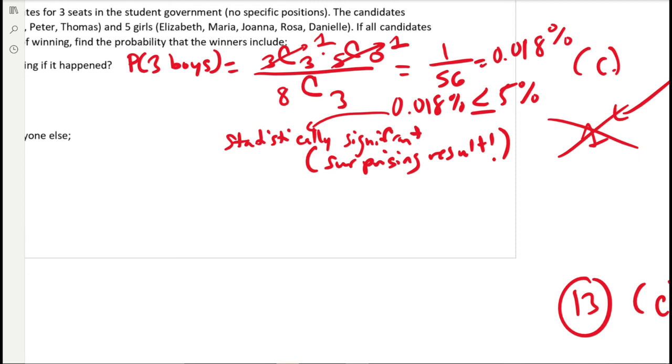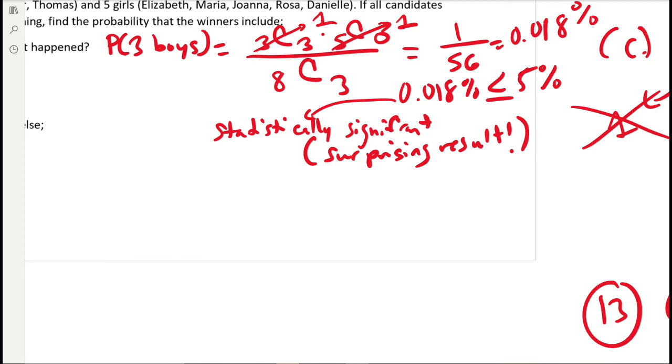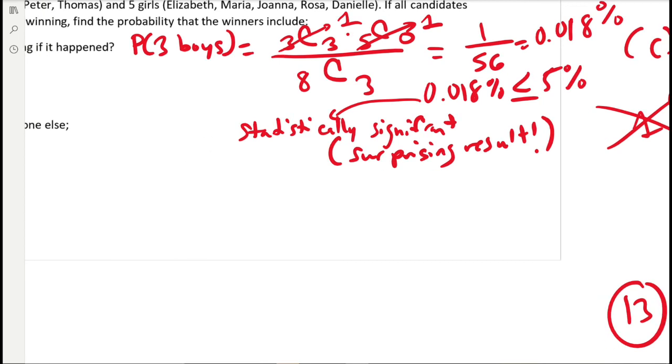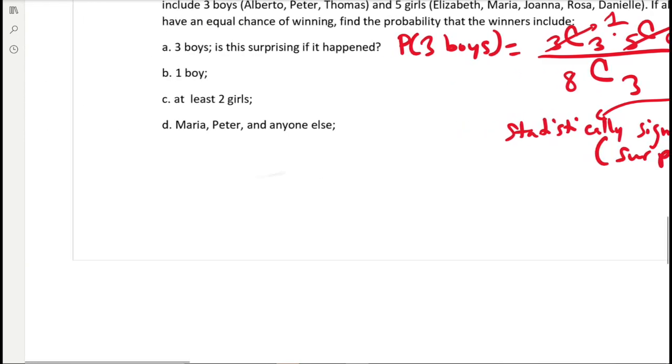So there's actually a very good chance that these 3 boys were specifically selected, because all 3 boys being selected when there's 5 girls is a very small chance of that happening. So there may be a bias involved. Maybe someone is biased and wants to choose only the boys, or something like that, because it's a very small chance of that happening if it was due to chance alone.